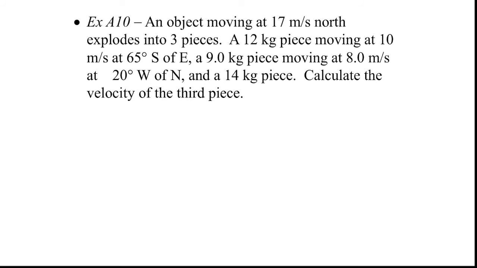So here we actually have what we call an explosion, because we have an object moving at 17 meters per second north, like a big object, and then it's exploding into three pieces. In any explosion, the momentum before should still equal the momentum afterwards, because what's happening is you're losing mass in each piece, so each should have a different velocity, but altogether it should still have the same momentum before as it does afterwards.